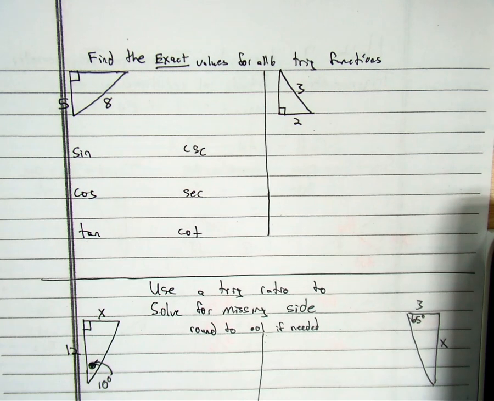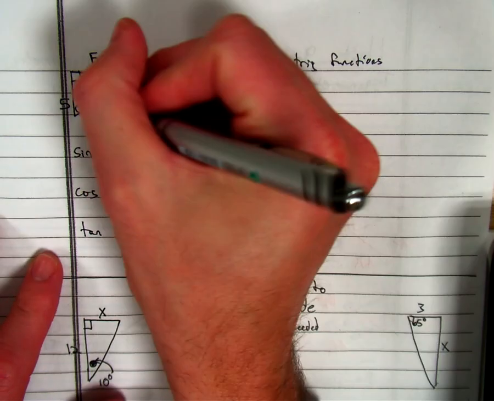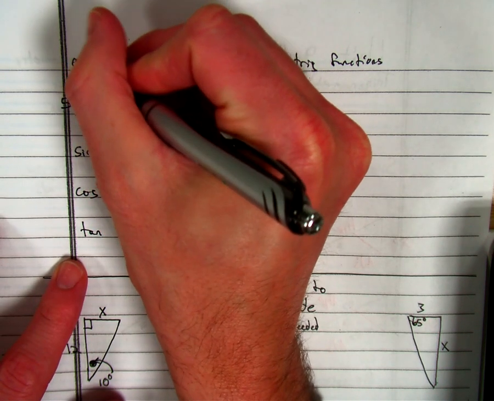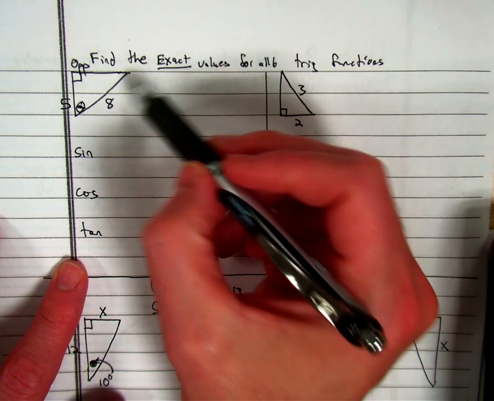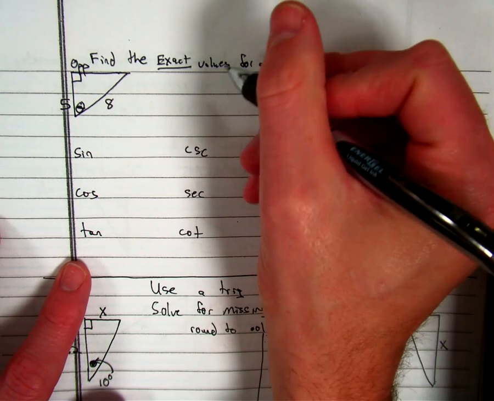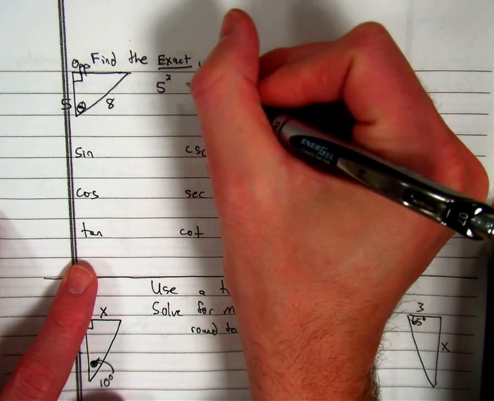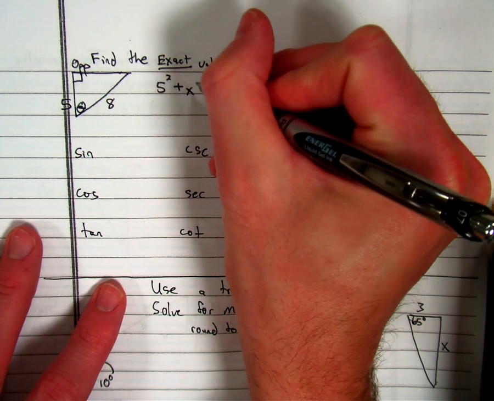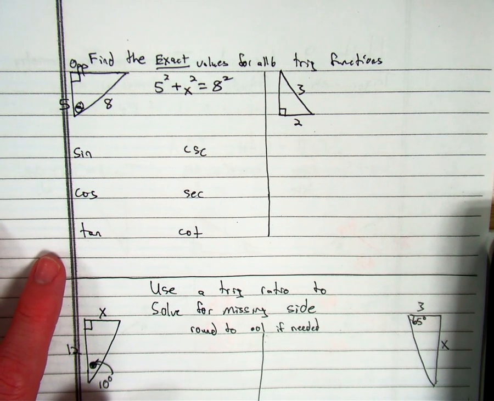Next, find the exact values for all 6 trig functions. Let's call the bottom corner theta. From here, across is opposite, and we don't have anything there. So what do we do if you're missing a side in a right triangle? You're going to have to use a squared plus b squared equals c squared. So we have 5 squared plus x squared, because my b turns into x, equals 8 squared.